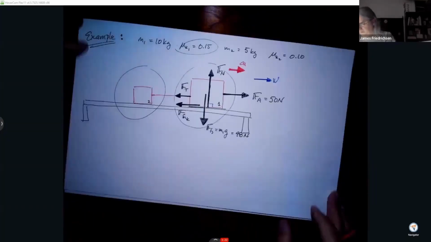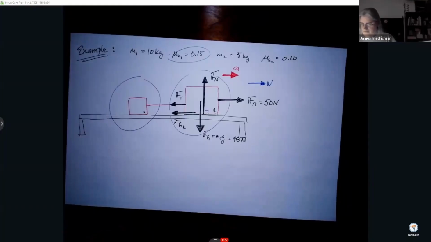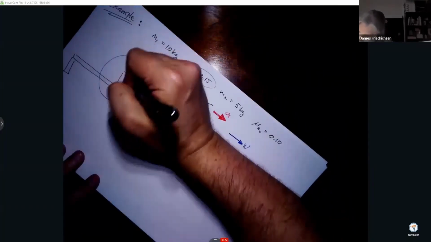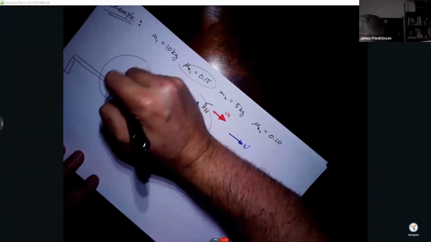All right. Now let's move on to box two. So we should start off with gravity, I guess. So we'll have our gravitational force, from the center of box two to the center of the earth, or locally it would go down.